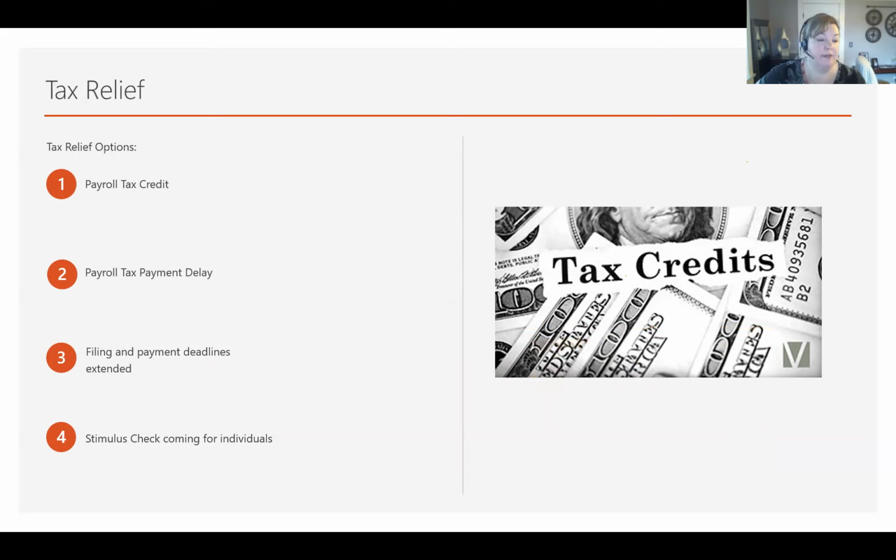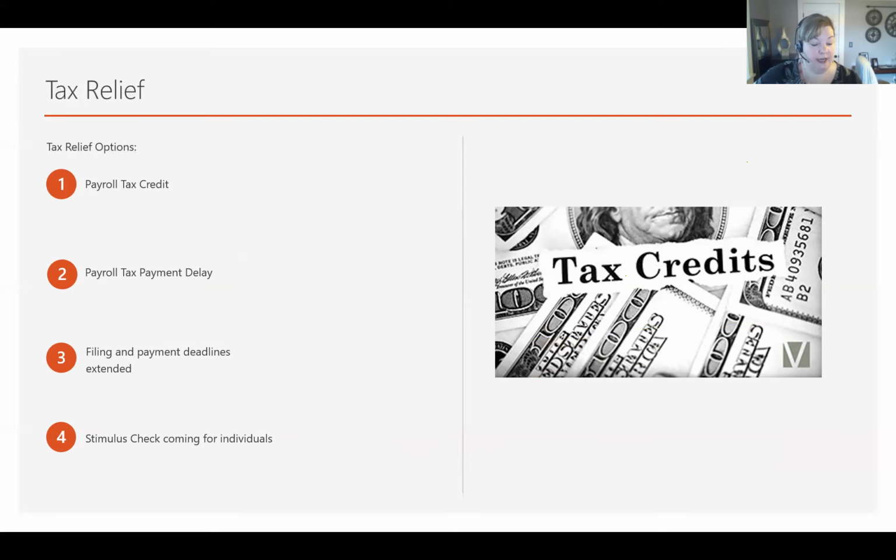The tax relief is the second portion that we're going to talk about. The tax relief is available in 4 main ways. Again, with an 800-page plan, there's lots of little caveats, so there's definitely more than 4, but these are the 4 primary ones. The first one is payroll tax credit.